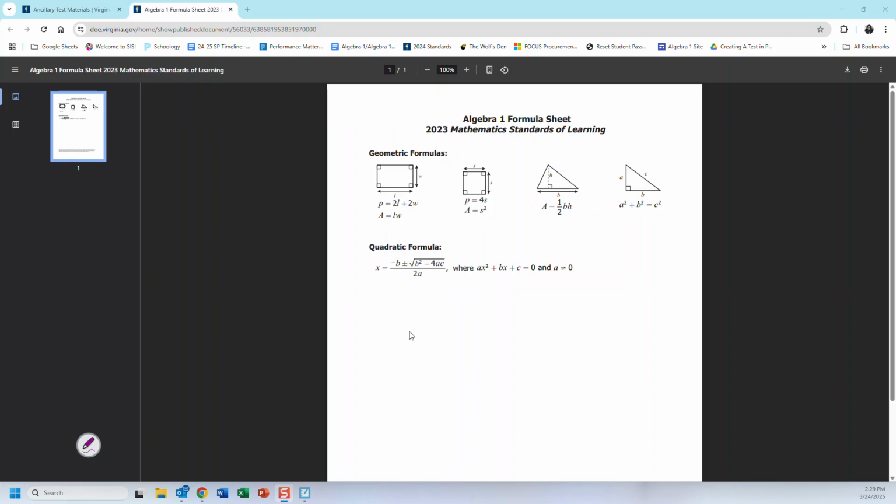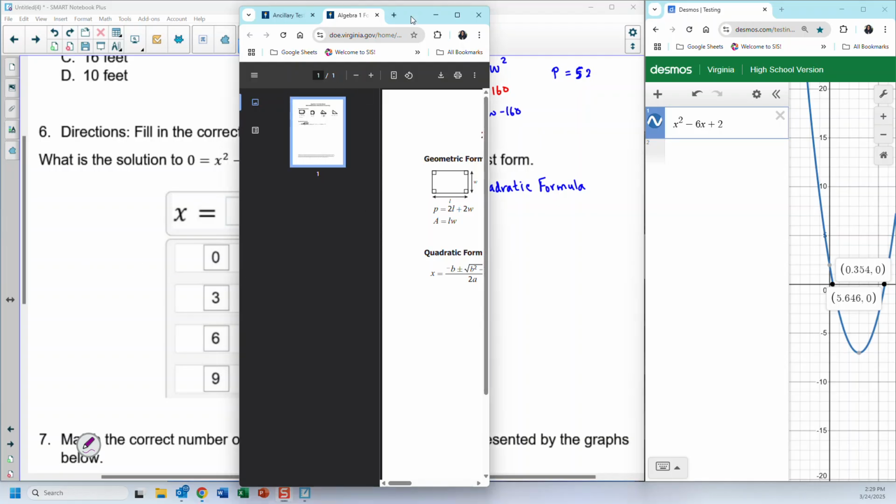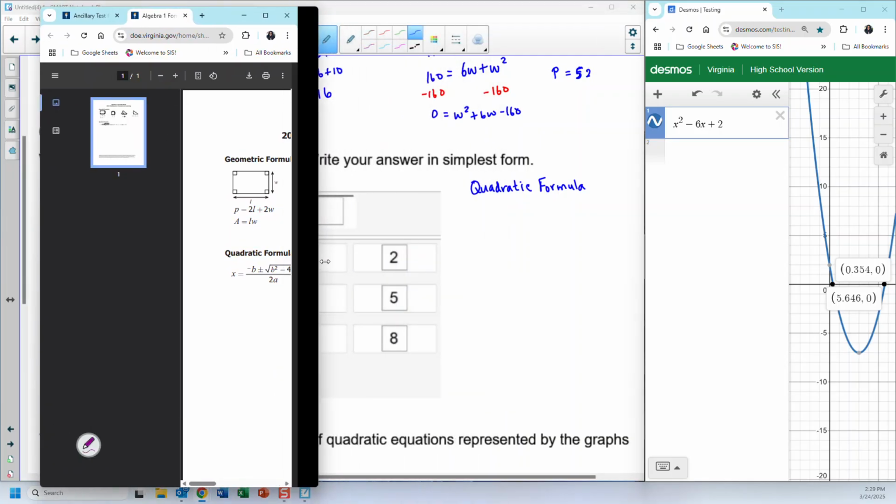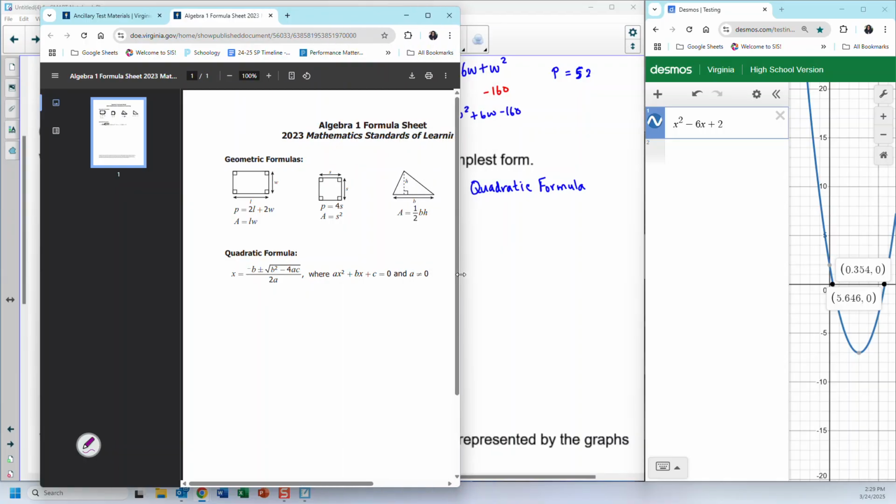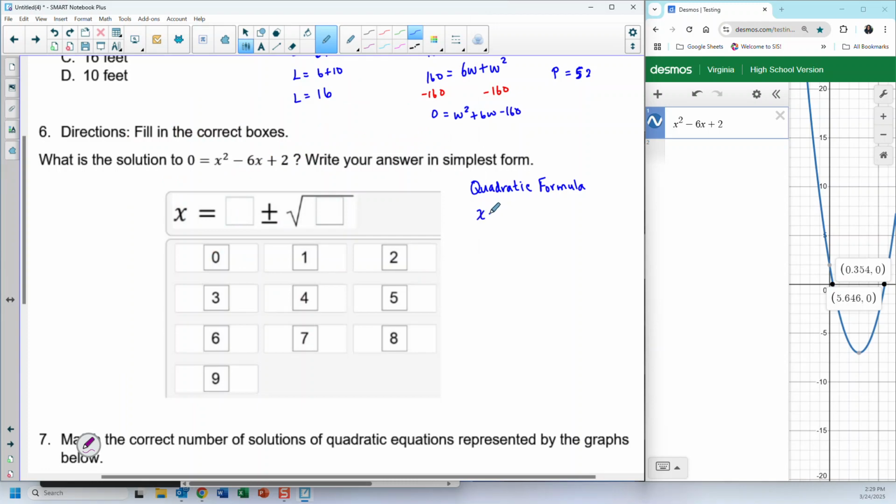Okay, here it is right here. This is the formula sheet that you'll get. Let me go ahead and copy it down. I really don't have to copy it because my Algebra 1 teacher back in the day made me memorize it, but let me write it over here. So you have x equals -b plus or minus the square root of b squared minus 4 times a times c all over 2 times a. Okay? All right, so I'm going to go ahead and plug in my numbers.